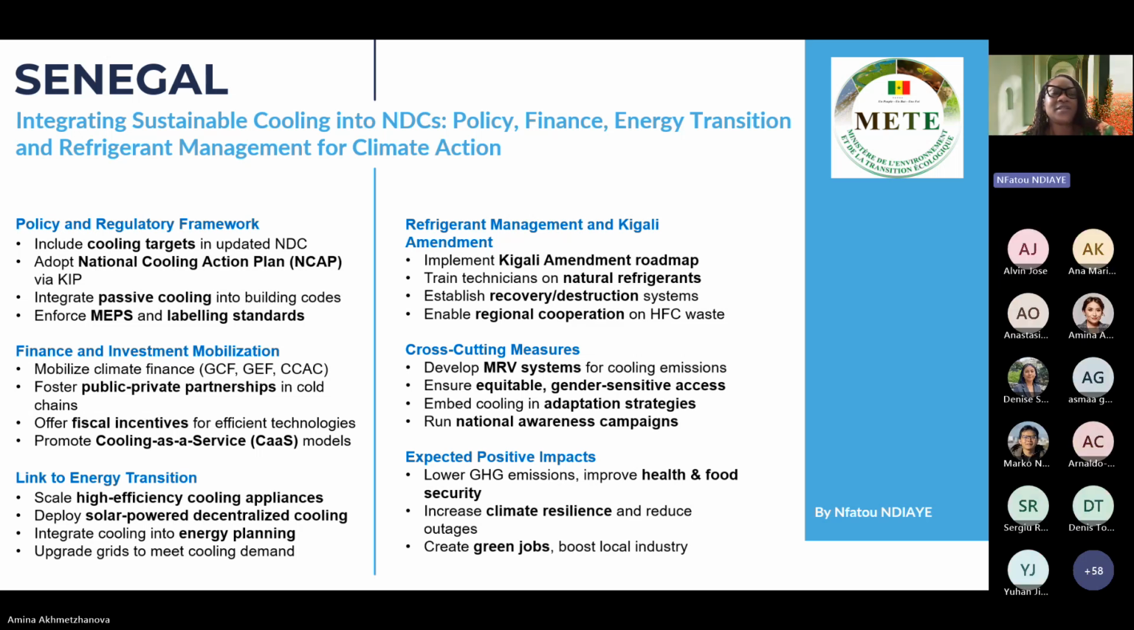So in Senegal, cooling was included in the NDC starting before NDC 2. But in NDC 2, they brought all greenhouse gas effects into the NDC project. And now for the next NDC, through the policy and regulatory framework, they will include a cooling target in the updated NDC. Through the adoption of the National Action Plan via the Kigali Implementation Plan, they also have many projects under this plan to integrate passive cooling into building codes and enforce MEPS and labeling standards. They work through the ozone unit in the Ministry of Environment and Ecological Transition, which has a Bureau of Ozone.